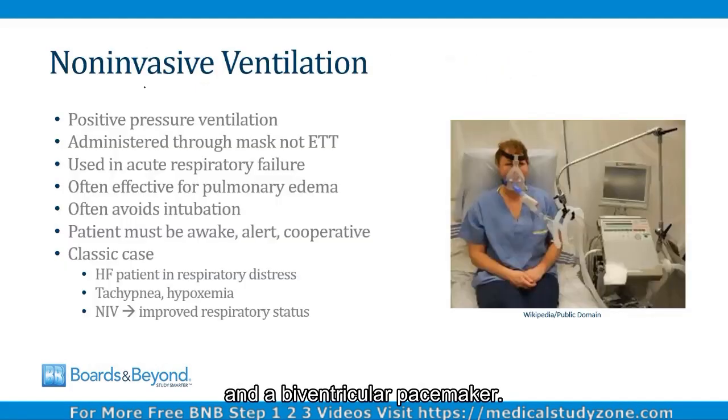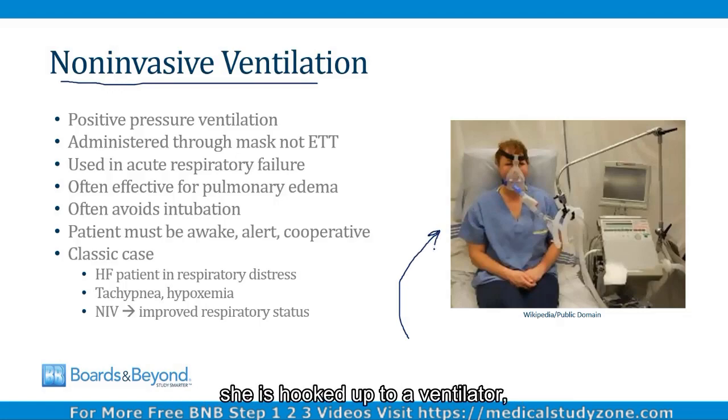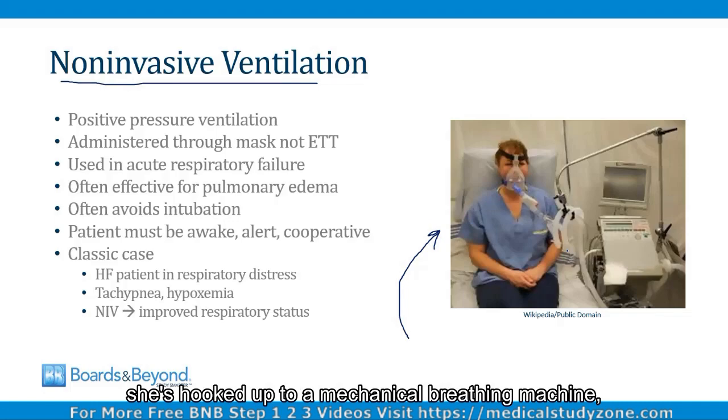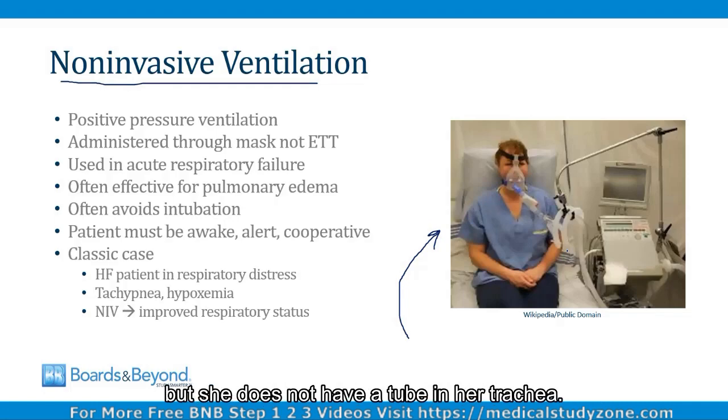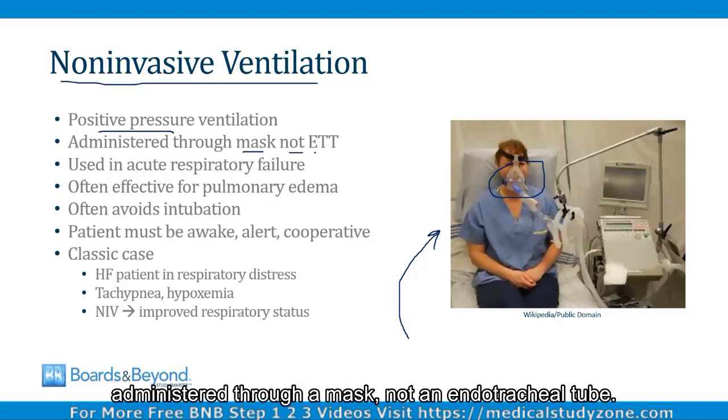pacemaker. I'll finish this video with a couple of high-yield odds and ends related to heart failure, and the first one is non-invasive ventilation. If you look at this woman on the screen here, she is hooked up to a ventilator. She's hooked up to a mechanical breathing machine, but she does not have a tube in her trachea. Instead, there's a mask that is sealed to her face and it's forcing air into her lungs. This is called non-invasive ventilation, also known as positive pressure ventilation. It's ventilation from a ventilator administered through a mask, not an endotracheal tube.